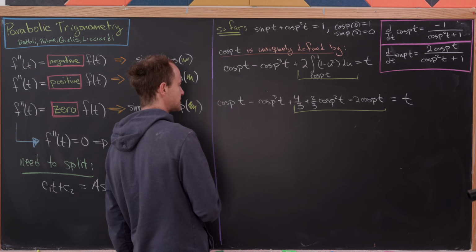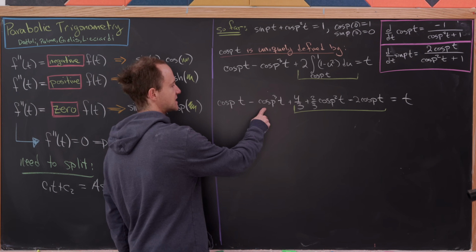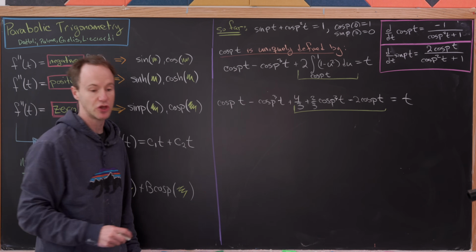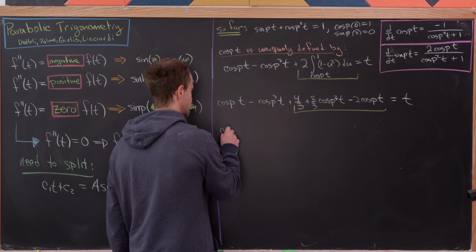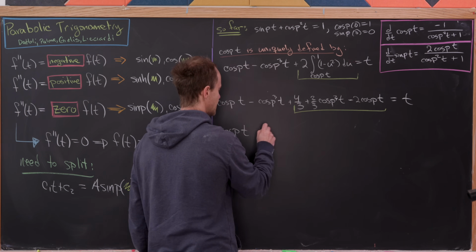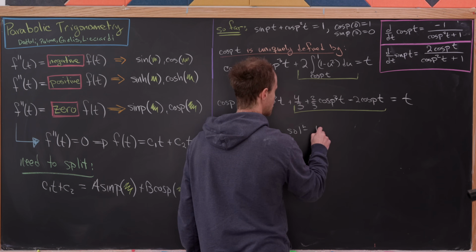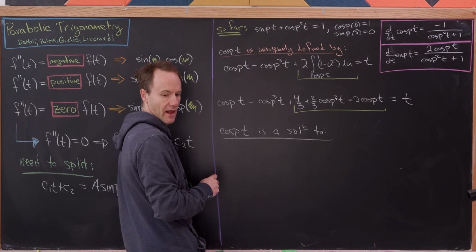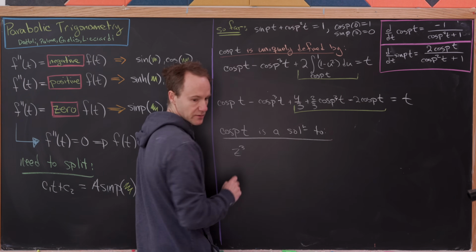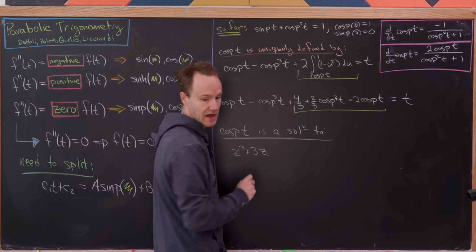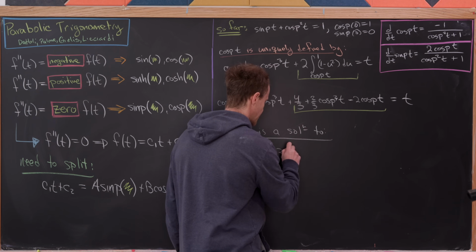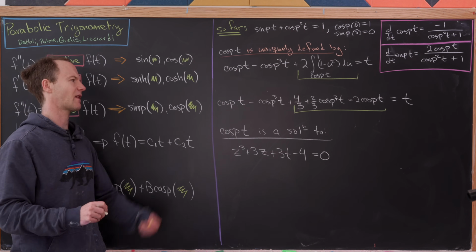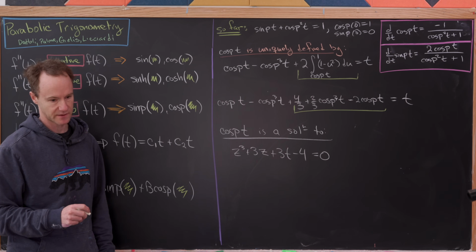But now let's observe what we have here. We've got this parabolic cosine that should be cubed, satisfying a cubic equation. So let's see, the parabolic cosine of t is a solution to the following polynomial equation. So we'll have z cubed plus 3 times z plus 3t minus 4 equals 0. Obviously I cleared some denominators there and put some stuff together.